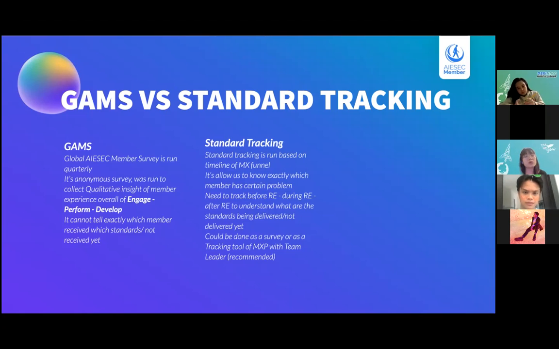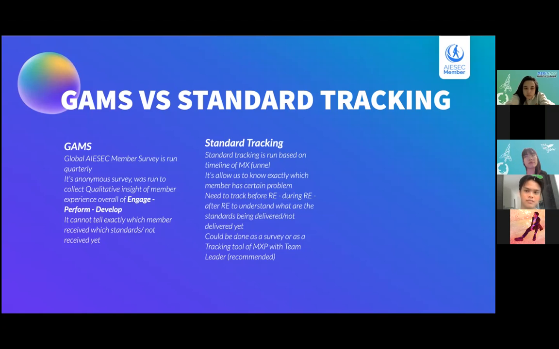My recommendation is it could be done as a survey. However, it could also be a tracking tool that, when you are working with the team leader, you use to understand whether this member has this standard delivered or not, and so on. So when you have the insight from games and the insight from the standard tracking, you have quantity and quality, and at the same time you can compare the input in a better way.